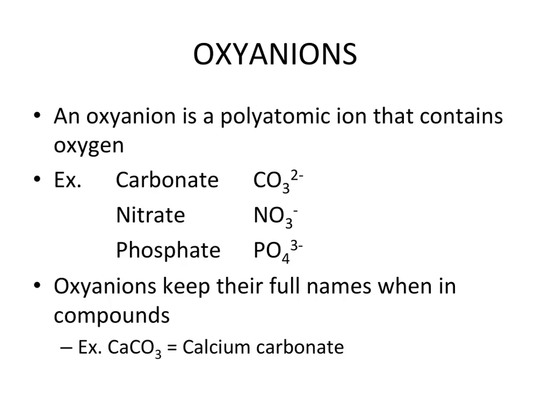So we know oxyanions are basically polyatomic ions that contain oxygen. We have seen ones that don't contain oxygen, such as NH3, but things like carbonate, nitrate, phosphate, sulfate, chlorate, these are all things that contain oxygen and they're called oxyanions. As we saw before when we talked about ionic naming, they also keep their full names when they're in a compound.